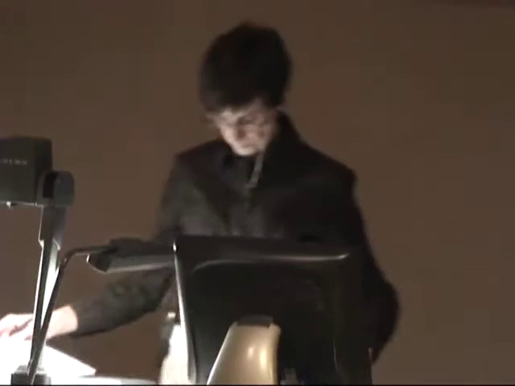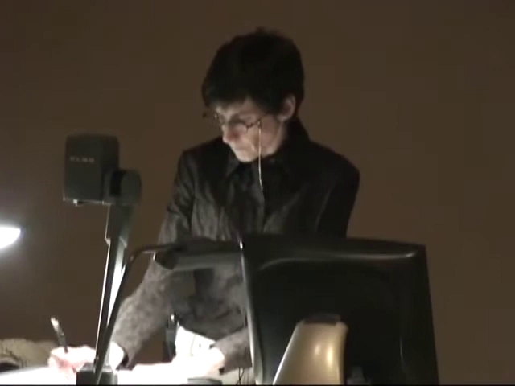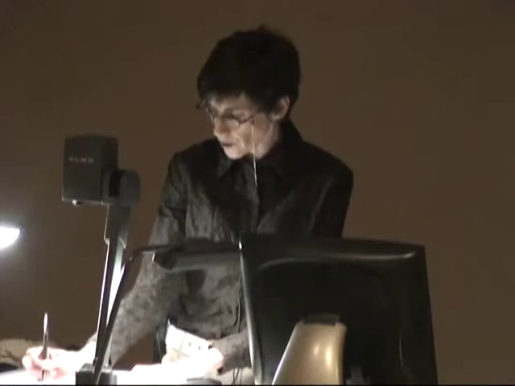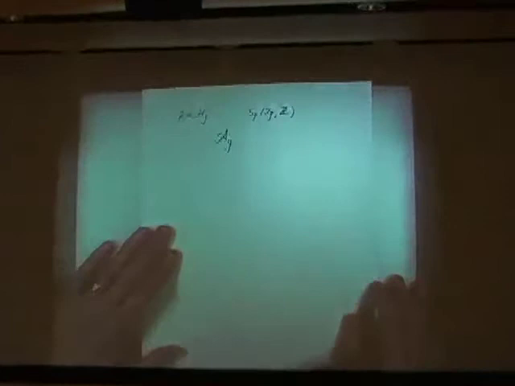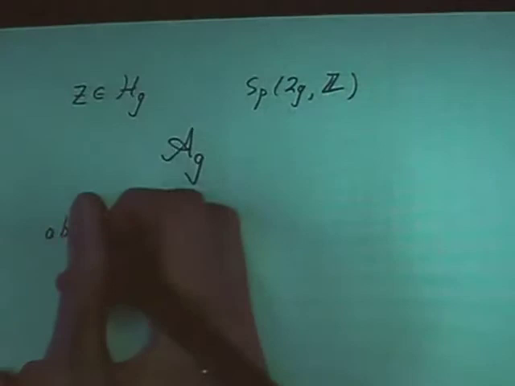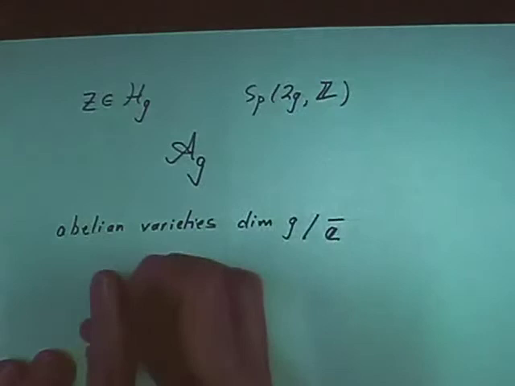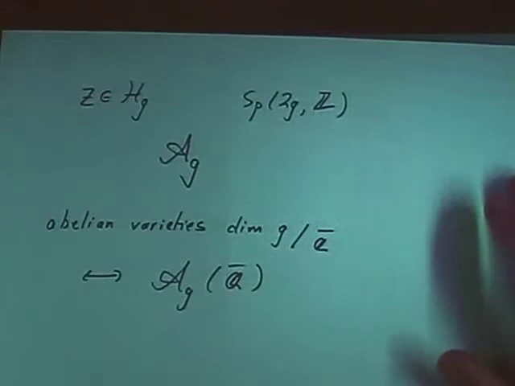So I want to go back to the picture in higher dimension that we had in the first lecture. So you remember that we had the Siegel space. And so now our points are matrices, and we had the action of this group, which is the analog of SL2(Z). And the orbit space was the Siegel modular variety, A_g. So the abelian varieties of dimension g defined over Q bar correspond to the algebraic points of the variety. That's similar to having the j value an algebraic number.